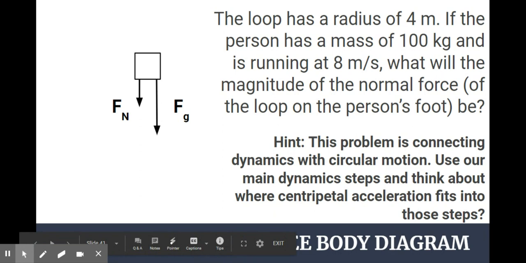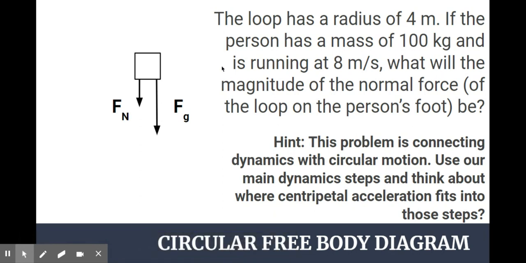Now, this is connecting circular motion with what we've already talked about with dynamics. I want you to go back and use those main, I think there are 5 dynamics steps to solve this. This is a dynamics and circular motion problem. And try to also think about where centripetal acceleration fits in. Where would we use centripetal acceleration in those 5 main dynamics steps? If you've forgotten, maybe pause the video, bring up the dynamics slides, look through them, but see what you can come up with. This one's difficult, but you can do it.